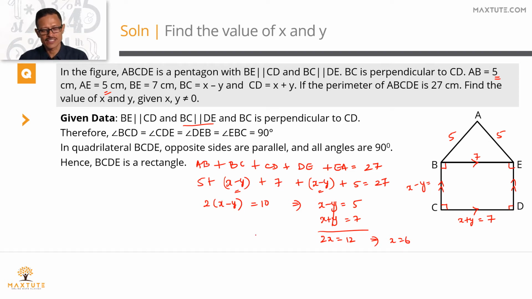Plug in the value of x as 6 in one of the equations. Let's do it in this equation. x plus y is equal to 7 is known to us. We have computed x to be 6. So 6 plus y is equal to 7 or y is equal to 1. x is 6, y is 1. We found out the answer.